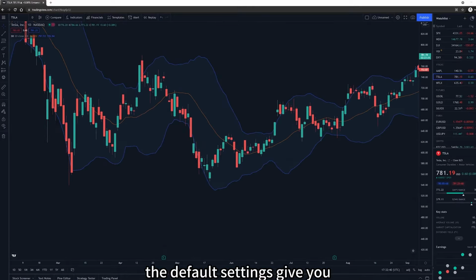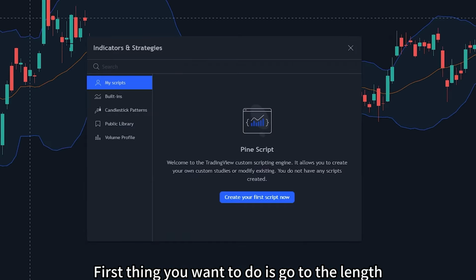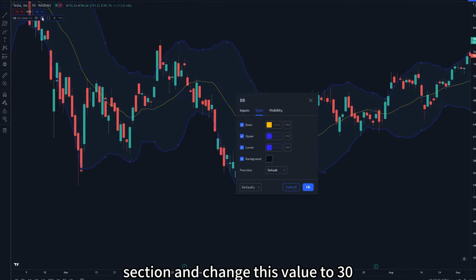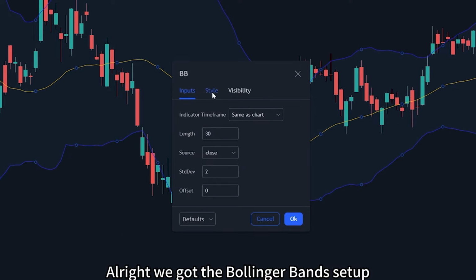Now, the default settings are nice, but we want to change them for this specific strategy. First thing you want to do is go to the length section and change this value to 30. Make sure the standard deviation is set to 2. Alright, we've got the Bollinger Bands set up.